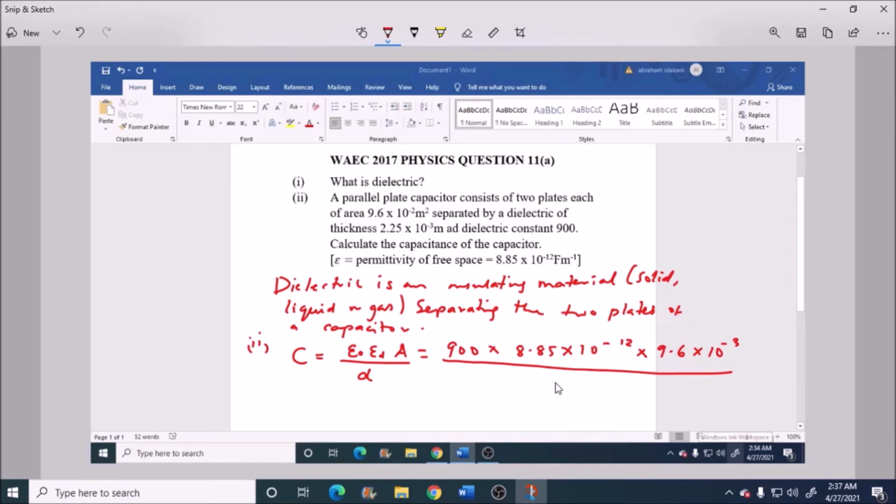So total capacitance of the capacitor will be 3.4 times 10 raised to power minus 7 farad. So we've been able to solve the problem of the capacitance of the capacitor.